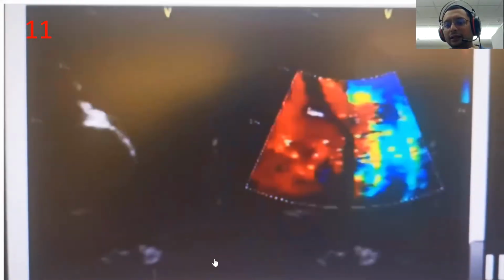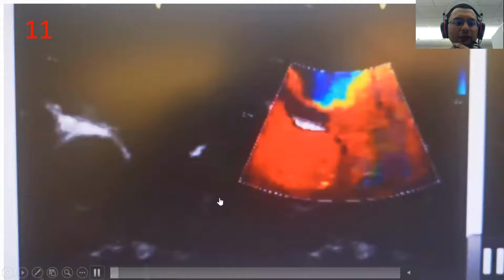Okay, I just wanted you to realize that sometimes you can see this in echo. Don't forget to look at your coronary artery. This is right coming from the left. Any question for anomalous coronary artery? Right coming from the left? No.